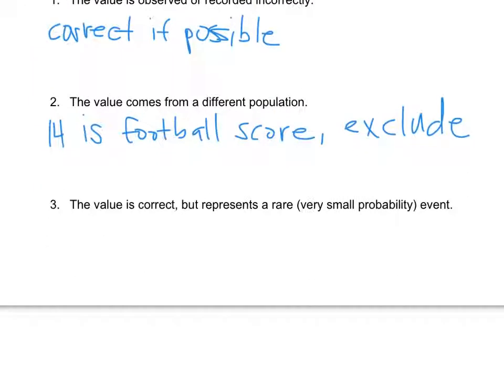All right, the other option then is the value is correct, but represents a really rare possibility, a really rare event. In that case, we don't want to exclude the data value completely, but we can look at the data with the data value included and look at the data with the data value set aside as well and see what impact that outlier has on the data and the summary statistics that we have for it.